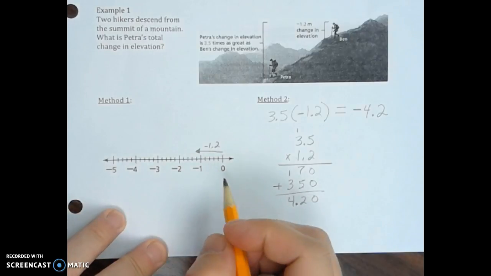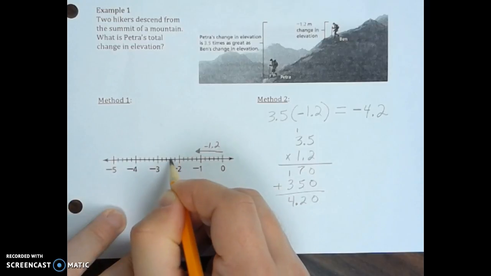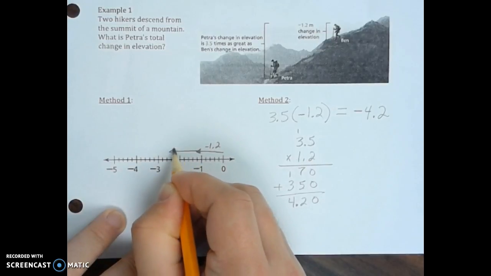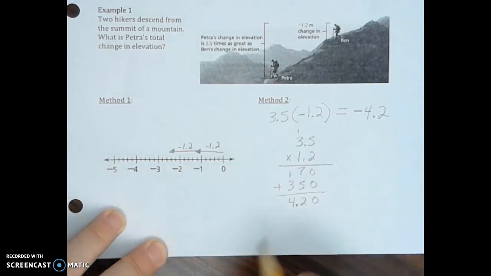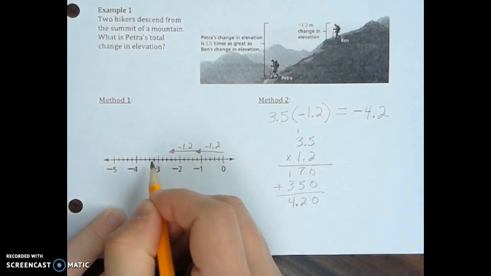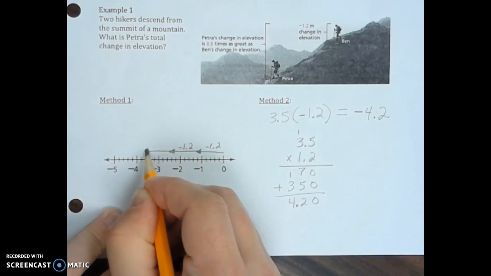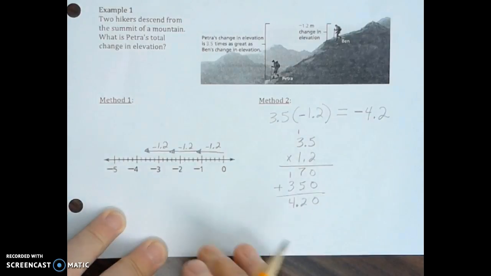My second group of -1 and 2/10 is going to start right here at -1 and 2/10 and go to -2 and 4/10, which is 2 lines past -2. So this is my second group of -1 and 2/10. My third group is going to start at -2 and 4/10 and go to -3 and 6/10, which is again 1, 2, 3 past -3. There's my third group of -1 and 2/10.